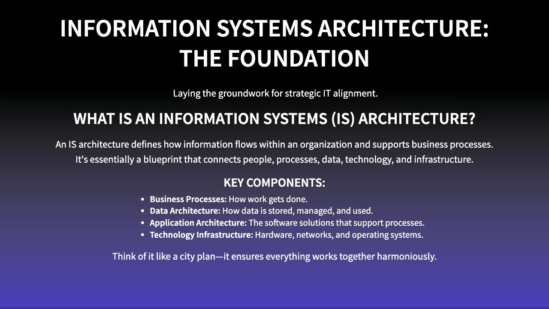Okay, let's start with the foundational piece, information systems architecture. This is really important because it's about how all the pieces, your people, processes, data, and technology fit together to support what you're trying to achieve as an organization. It's like creating a blueprint for your entire IT landscape, ensuring everything works in sync and efficiently. We'll break down the key components, business processes, how data is handled, the applications you use, and the underlying infrastructure that makes it all run.